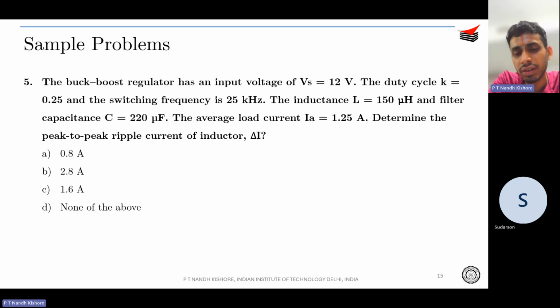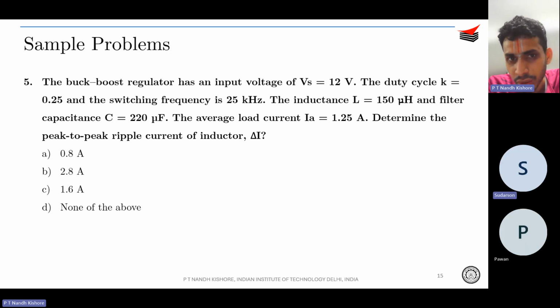Okay, since they have not given anything about CCM or DCM, assume that it's in CCM mode. Since your D is given and your VIN or the input voltage is given, you know what your output voltage, V naught or VA, is. Your FS is also given, L is given, filter C is also given, and the average load current is also given. Since your average load current is given, you know what your IL or the average inductor current is, right? Determine the peak-to-peak ripple current of the inductor.